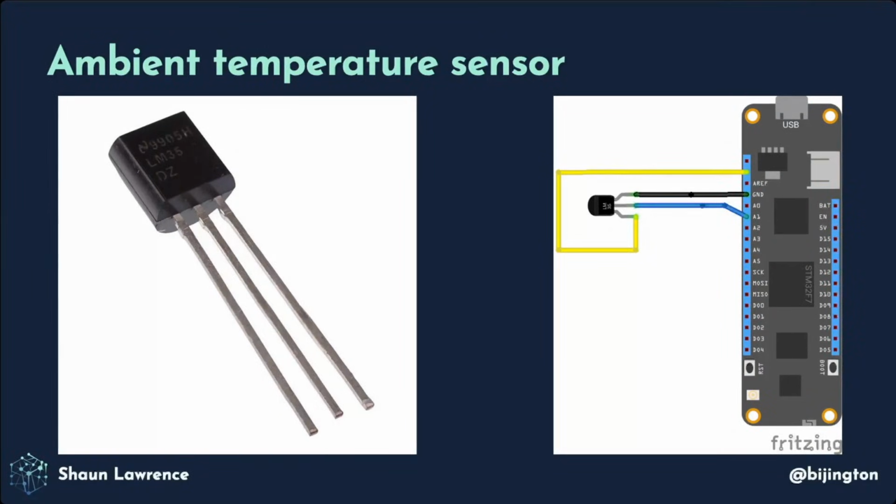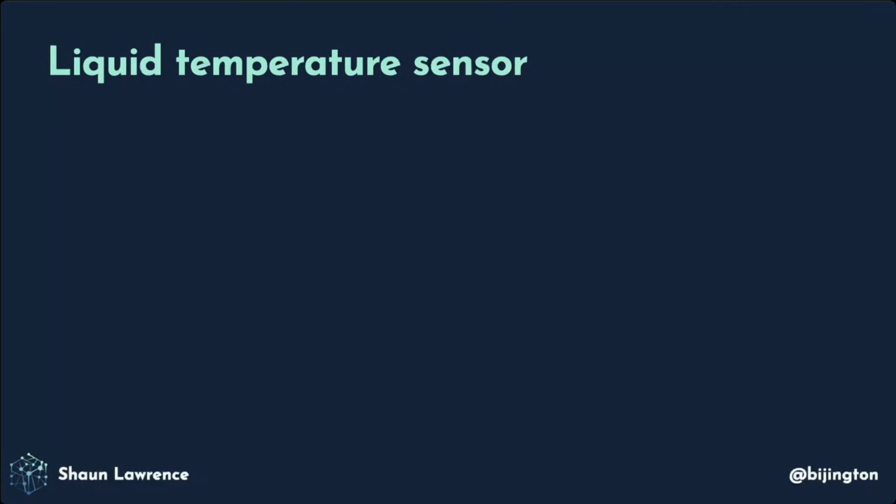Okay, back to the code, back to the slides. Just before we proceed to the next slide, I want to highlight that this works fine for ambient temperature. If we considered putting this into liquid, you can see the pins are exposed, so it instantly shorts out and we'd not get a valid reading. For this reason, we are going to opt for a very different type of sensor.